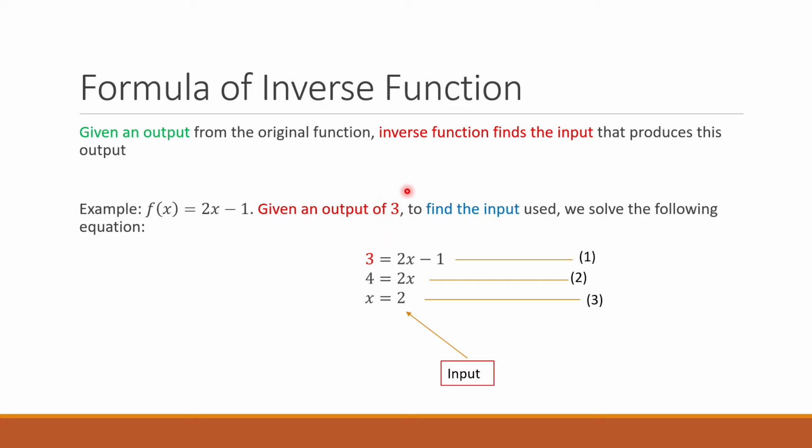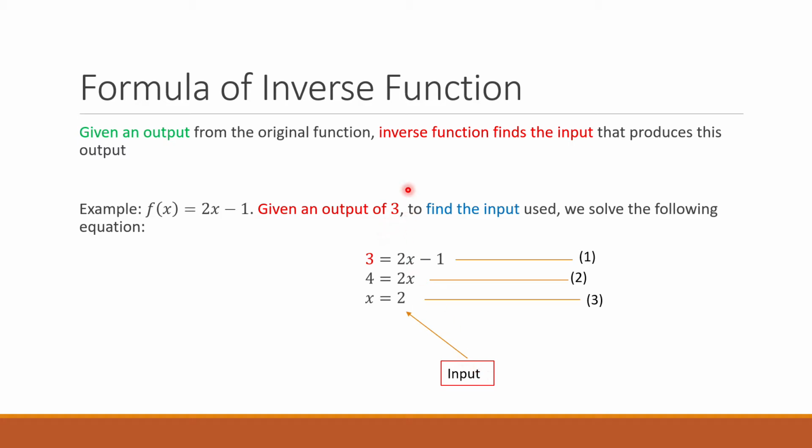And then you are interested to find what input was used to get this output 3. In a normal sense, what it means is that we want to find the x value that produces the output 3. This is equivalent to saying we set f(x) = 3 and then we try to solve for x. So I start off with equation 1 like this, and then I try to make x the subject. To make x the subject, in this case, I will need to take 3 plus 1 first and then divide by 2. Those are the steps I need to take. I need to plus 1 and then divide by 2. So I'll have x = 2. That is the input that was used to get the output of 3.